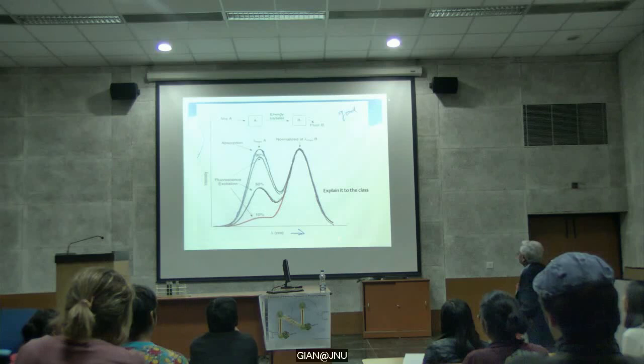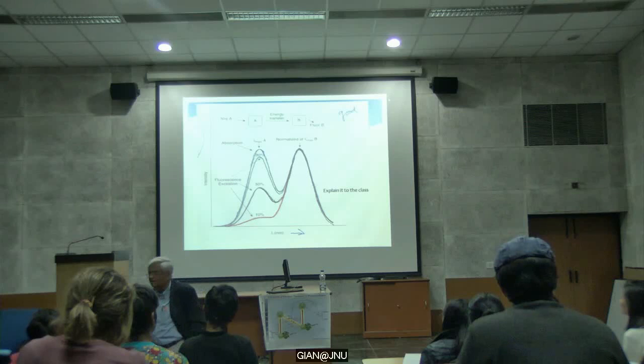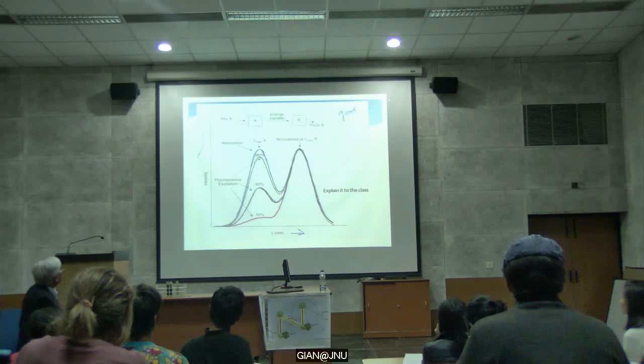So this is called the excitation spectrum. Instead of measuring absorption, you simply give a different wavelength of light and look at fluorescence from the acceptor, the final effect.